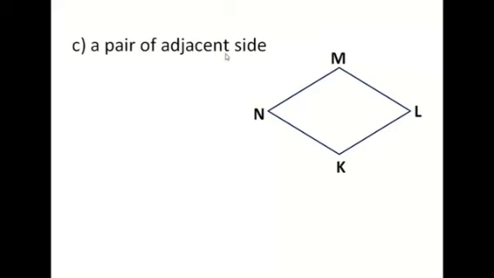Next question, a pair of adjacent sides. Look at the diagram and take any pair of adjacent sides. Adjacent sides will have a common point like MN and NK is having one common point as N. So please write it. Please mention the symbol on the top. I mean it's a symbol for line segment. So I have mentioned here MN and NK. You can take any pair of adjacent sides and complete your answer.